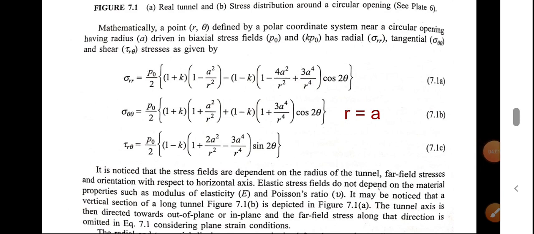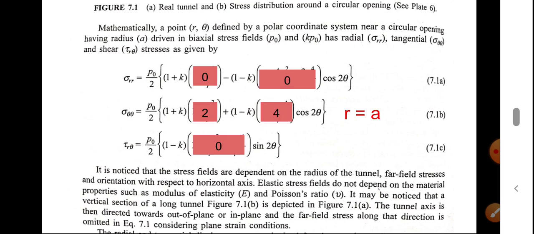Now in the following steps we will see what these equations become when we put r equal to a. That means we are interested to know the stress condition around the edges of the circular excavation. So here we see a few of the parts become 0 and other parts simplify to constant numbers. So this becomes a much simpler equation.